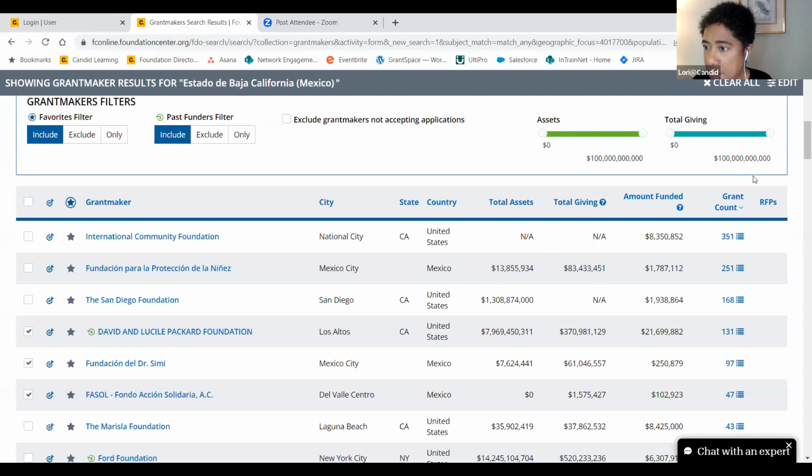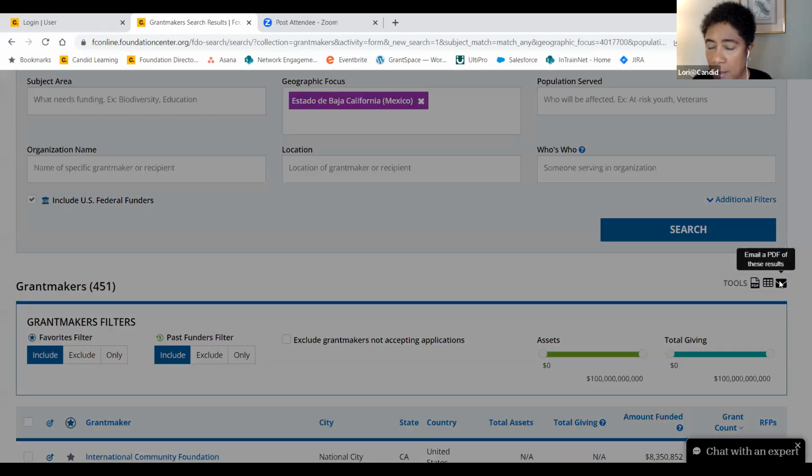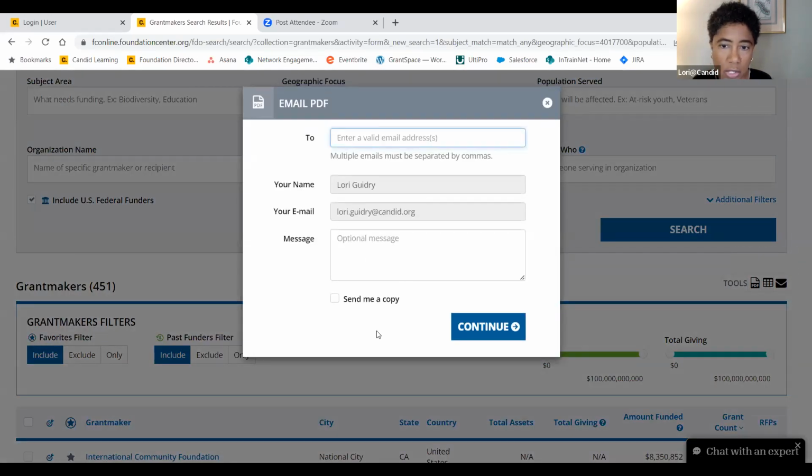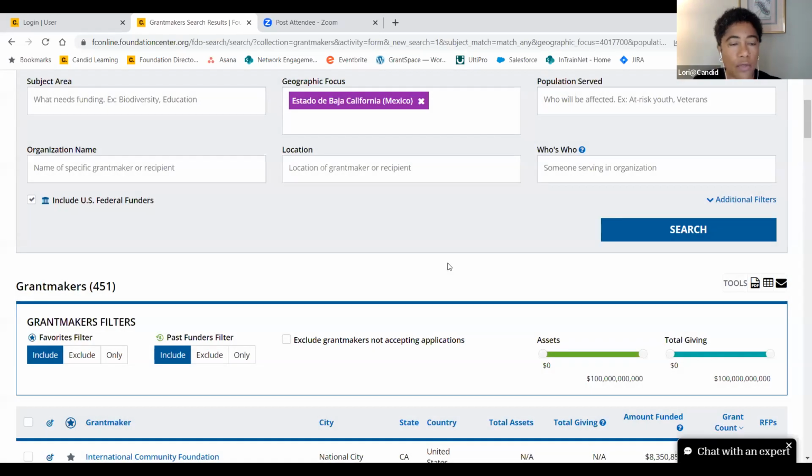Clicking this little box here, and then you can say, email a PDF of these results to myself. So that's also important. So as I said, after your search, if you find some grant makers that look really interesting and you want to do some more research on them, you can download those profiles and email it to yourself.